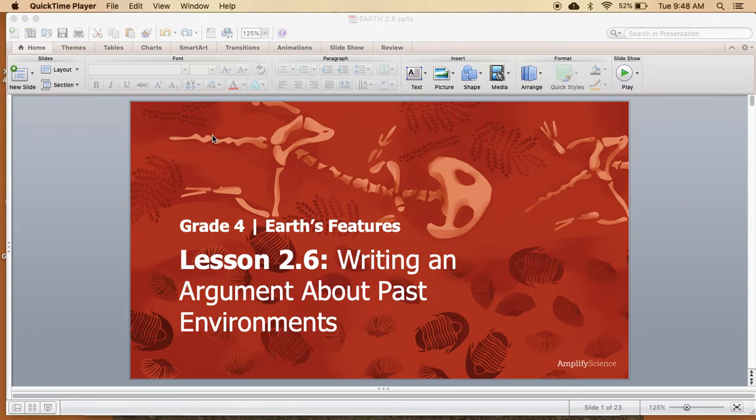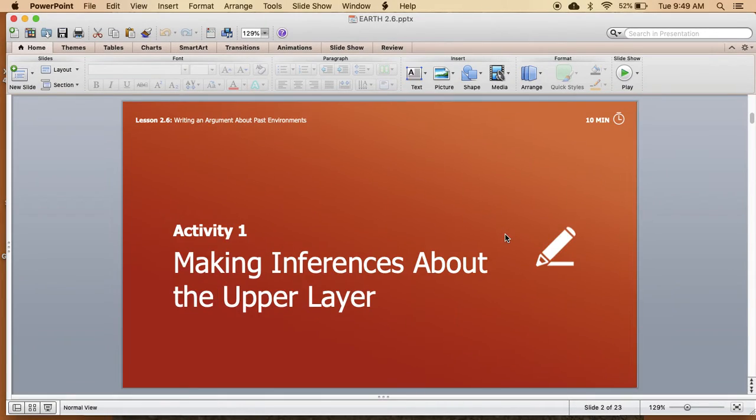Hello class, we are in our last lesson for 2.6, writing an argument about past environments. Activity 1, making inferences about the upper layer. So the last time you guys were in my class, you guys made inferences about the lower layer. Now we're talking about the upper layer.